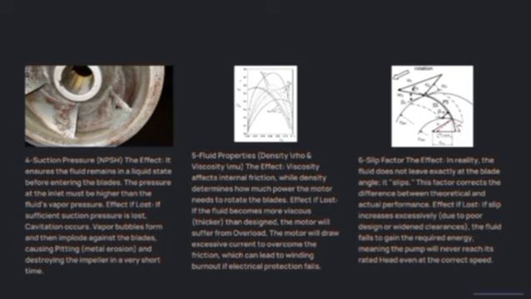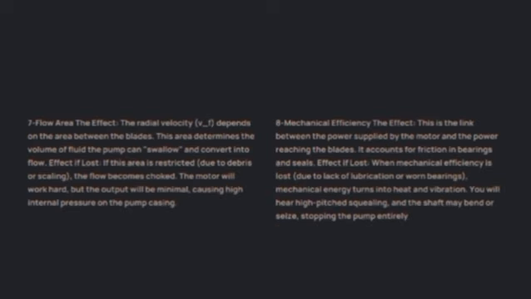Slip factor accounts for the loss in theoretical energy. Excessive slip results in low head. Flow area defines the fluid capacity. Restrictions cause choked flow and high internal casing pressure. Mechanical efficiency relates to power transmission. Loss of efficiency causes noise, heat, and potential shaft failure.